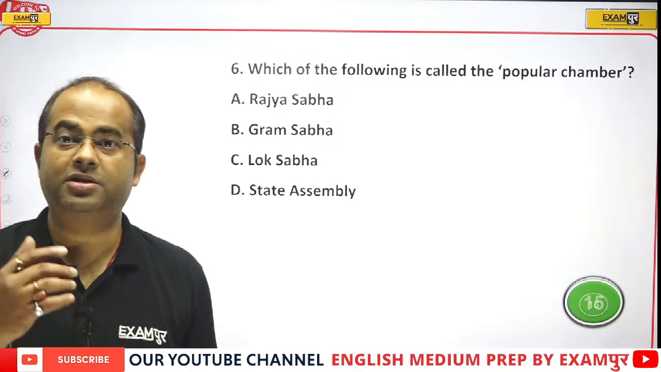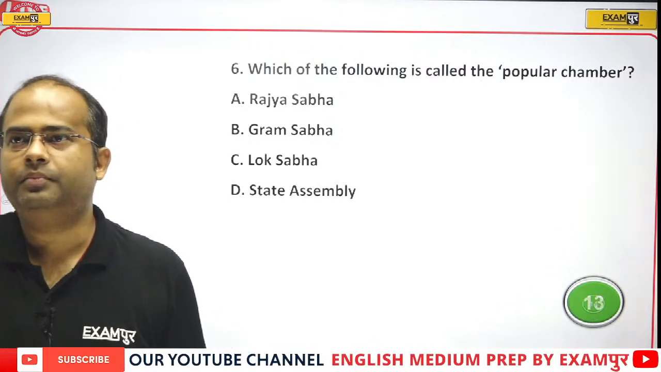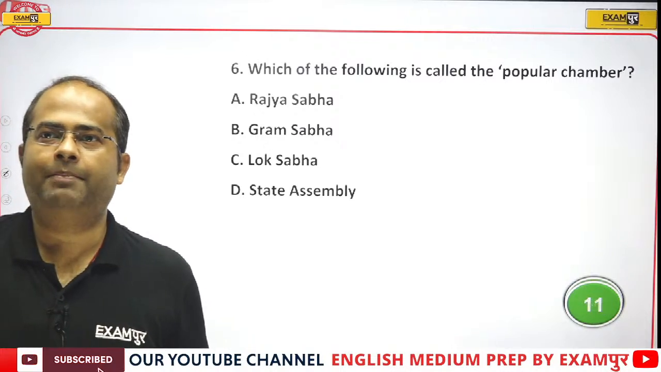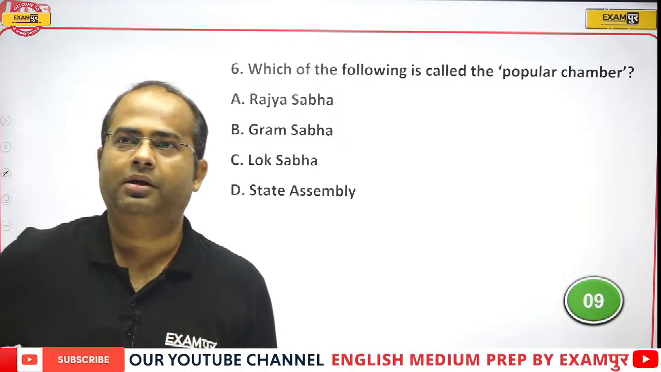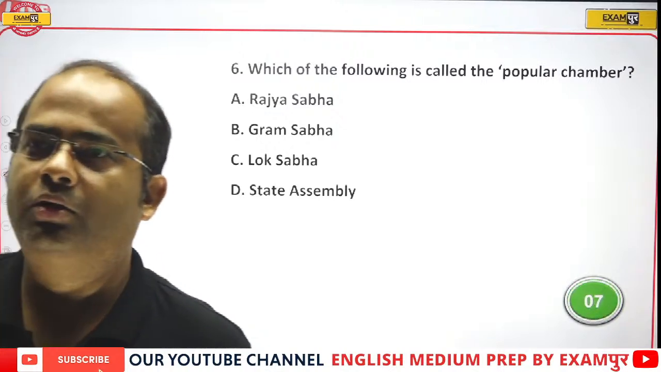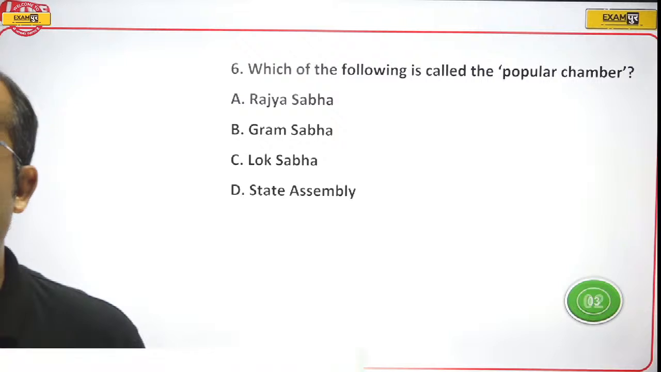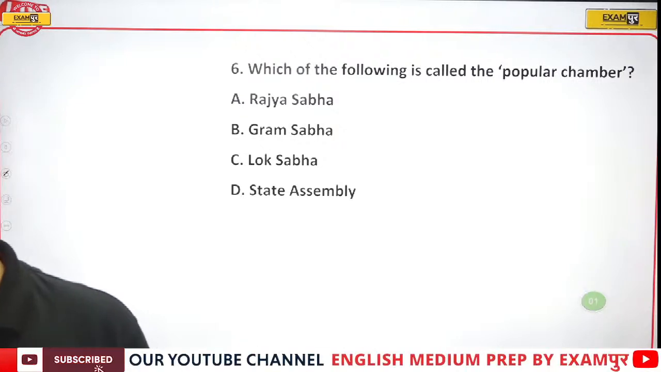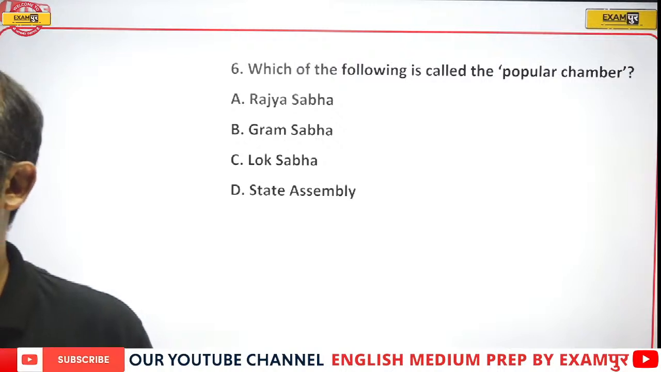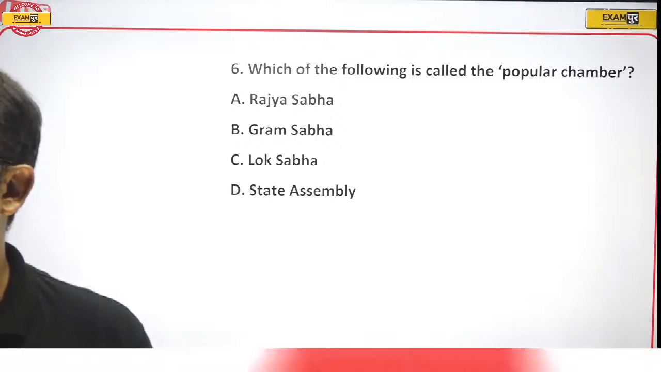Out of this, which is called popular chamber? Sir, the government is planning apex court. This court comes under apex court. I am not getting your question. Apex court is always the Supreme Court. The Supreme Court is the highest judiciary.